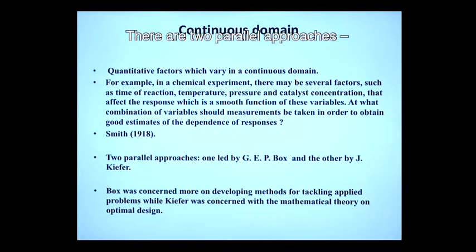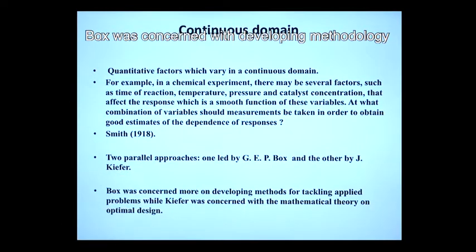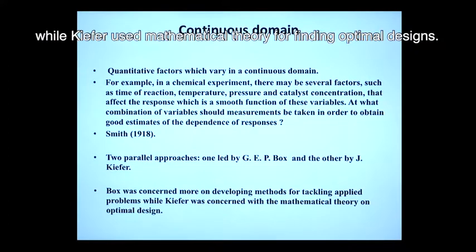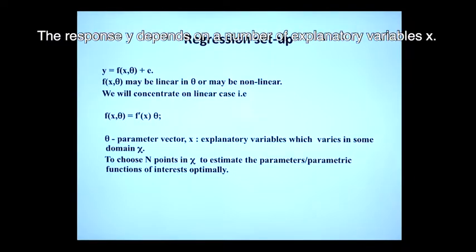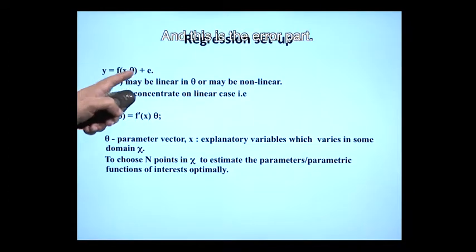There are two parallel approaches, one by G.E.P. Box, the other one by again Kiefer. Box was concerned with developing methodology for tackling practical, applied problems, while Kiefer used mathematical theory for finding optimum designs. I will first talk on the approach of Kiefer. Consider a regression setup. The response y depends on a number of explanatory variables x, x belonging to a continuous domain, and f(x, theta), and this is the error part.